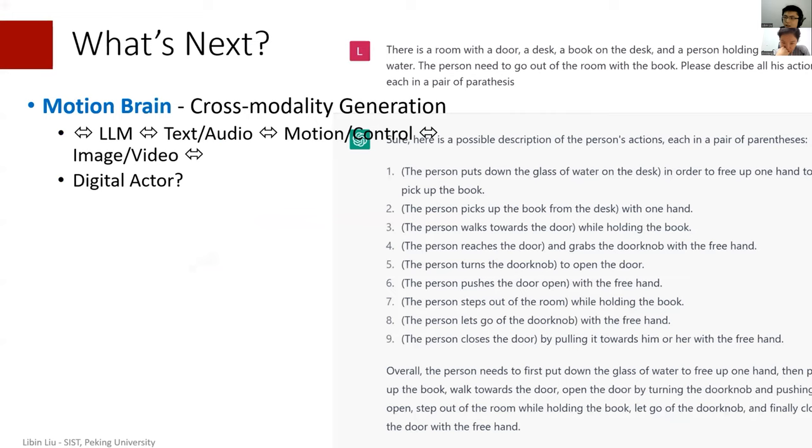Another thing is whether we can combine this with large language models, such as ChatGPT. We have done a very interesting experiment with ChatGPT, where we tell it to create an action sequence so that the character can move out of a room. It gave a sequence of actions. Then we can think about whether we can convert these sequences of actions into a sequence of motions, and then the automaton becomes a performer. That will be a very interesting topic to explore in the future.